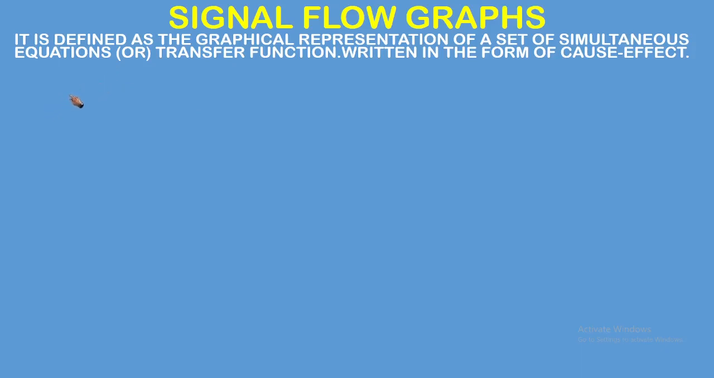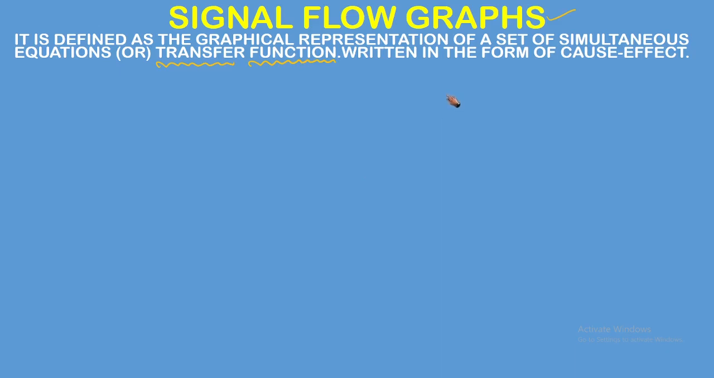Today we are going to see what is the signal flow graph and what is the importance of the signal flow graph in defining the transfer function of any system. First, it is defined as the graphical representation of a set of simultaneous equations or transfer function. Whenever you want to reduce or derive the transfer function of any control system, you can use this signal flow graph method also.